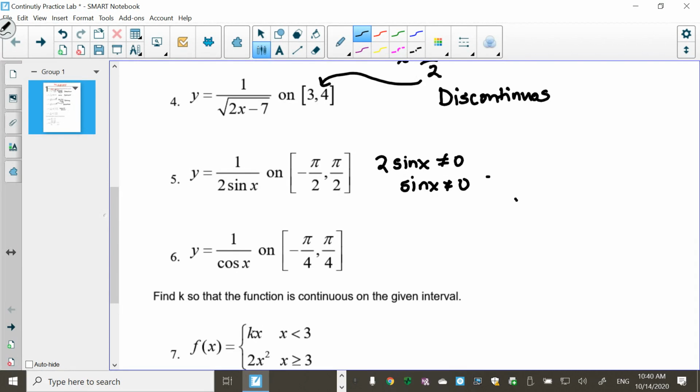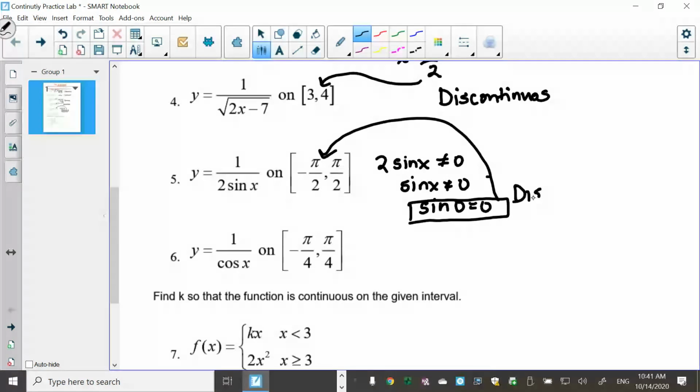Okay, so I'm thinking the sine of x. I know that the sine of 0 is 0. I have it memorized. I see that 0 is between negative pi over 2 and pi over 2. So you can think about it: I'm going from negative 90 to positive 90, and 0 is in between. So this is discontinuous.